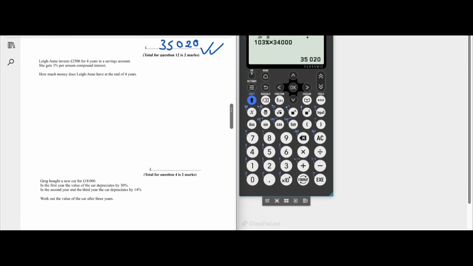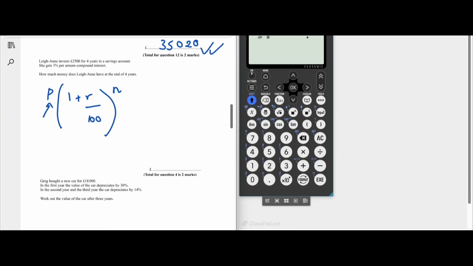Next one, compound interest, really common, very likely to be on paper 2 or 3. You get a formula for this on the formula sheet. Please use it. So this is the formula, P bracket 1 plus R over 100 to the power of N. That is on the formula sheet.